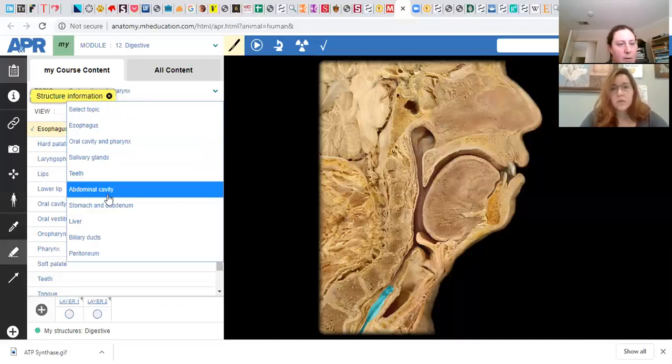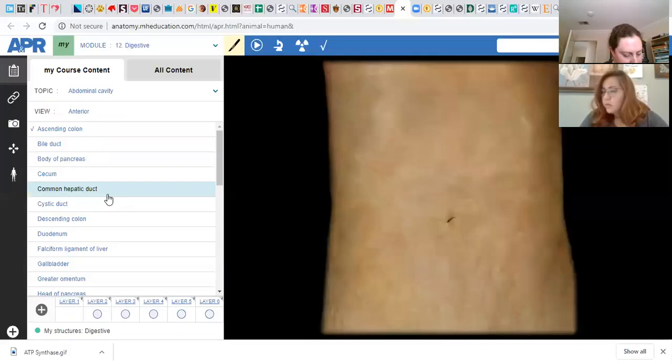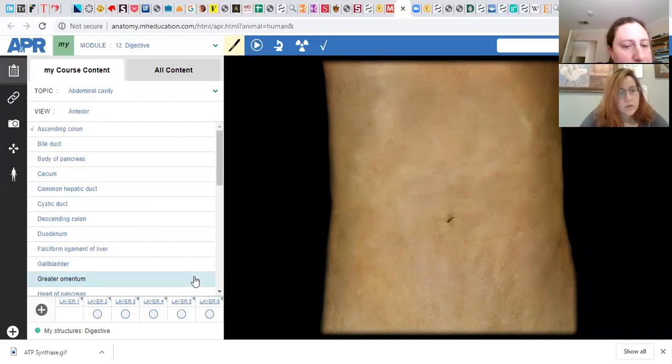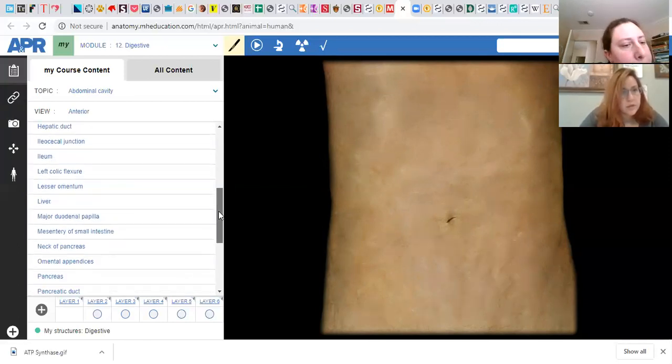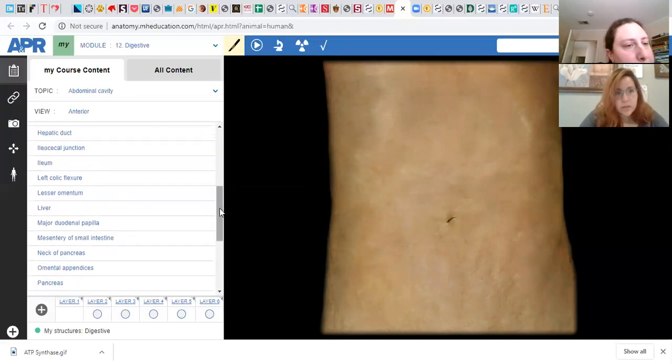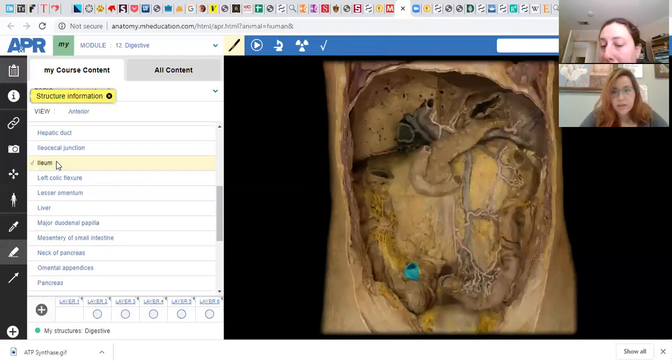Let's see. Abdominal cavity. Okay, what was the? The jejunum for the small intestine. Okay, so there's a picture of the mid-sagittal, and then it shows it highlighted. I don't know if that's the one that you're going to use. Okay.